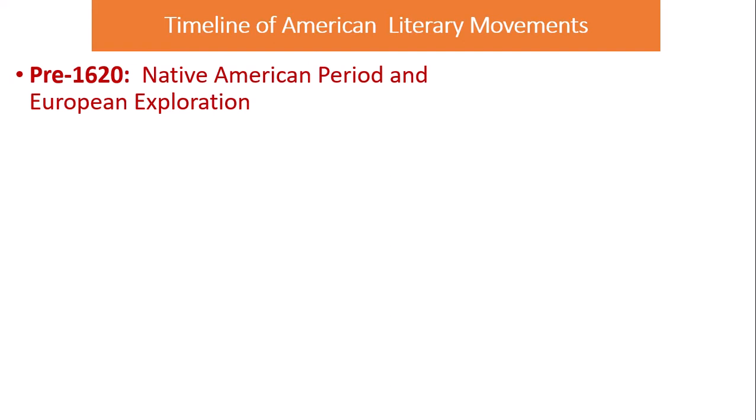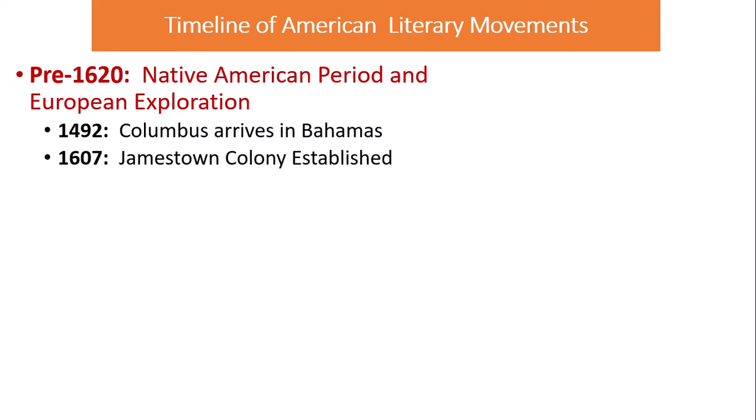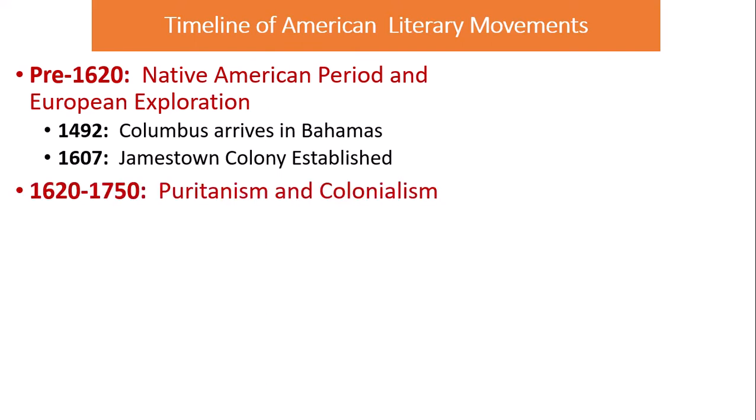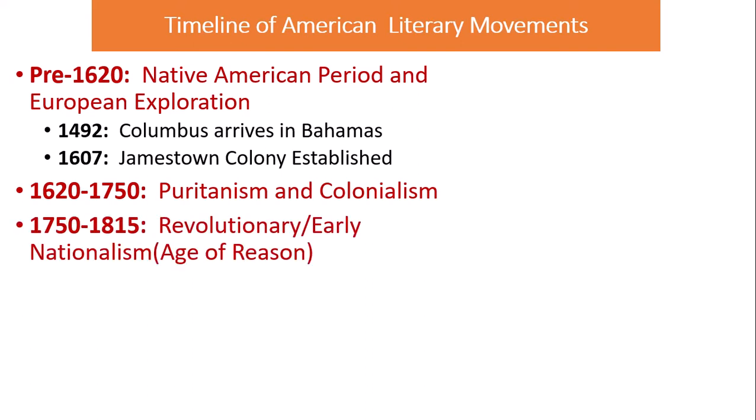Before 1620, you get a lot of Native American literature, most of which was oral, stories that were passed down orally that were written down later on. There's also a lot of notes from explorers, letters and journals and travel logs and things like that. So Columbus arriving in the Bahamas and the colony at Jamestown being established would be some notable things of that time. Puritanism and colonialism come next. We have a lot of practical writing in that period and in the revolutionary or early nationalism, the Age of Reason.